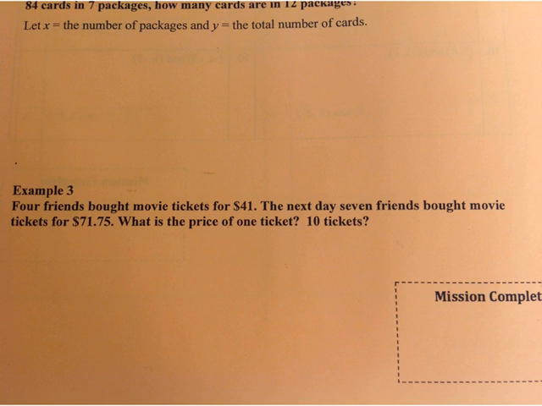Let's look at one more example. 4 friends bought movie tickets for $41. The next day, 7 friends bought movie tickets for $71.75. What is the price for one movie ticket? What about 10 movie tickets? Well, again, we're going to use the direct variation equation, which is y equals k times x. In this particular problem, y is our cost and x is our number of tickets.